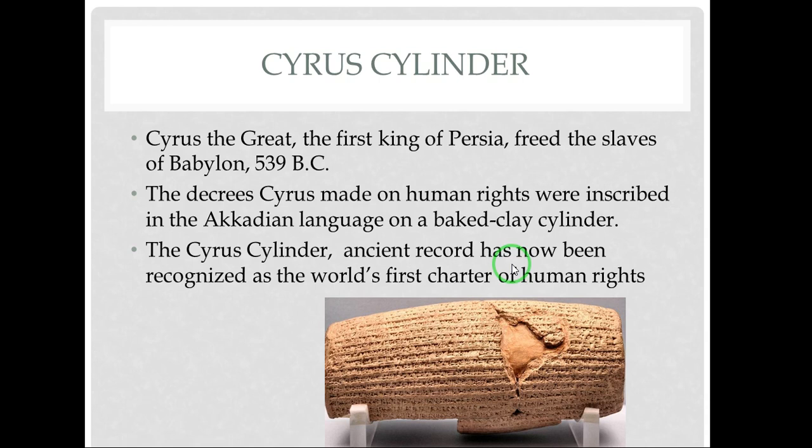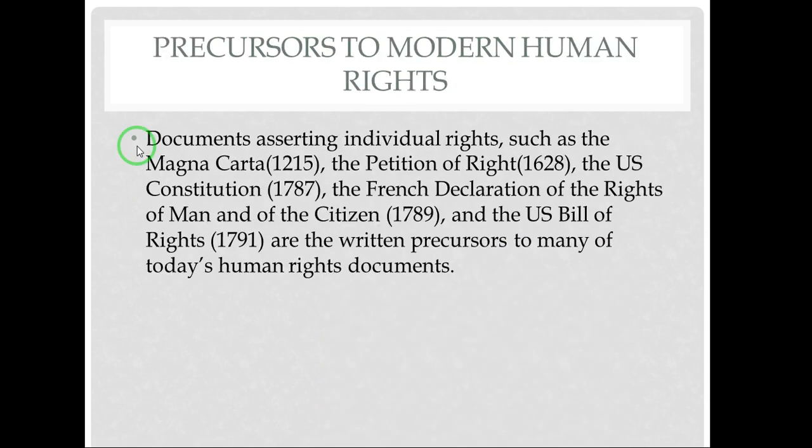The Cyrus Cylinder is translated into all 6 official languages of the United Nations, and its provisions parallel the first 4 articles of the Universal Declaration of Human Rights.